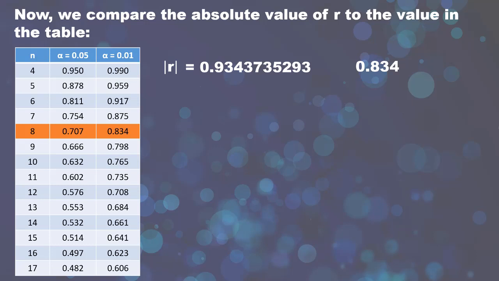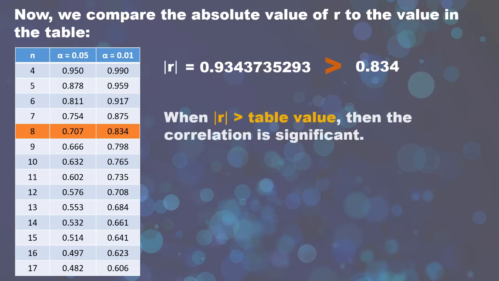And the answer is the absolute value of r is bigger. So whenever the absolute value of r is greater than the critical value, then that means the correlation is significant. So here we had a significant correlation. So that's how we determine if a correlation is significant or not.